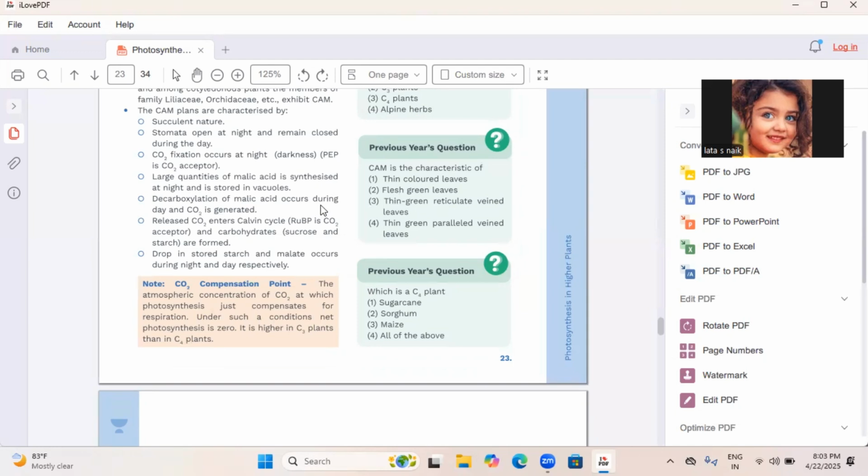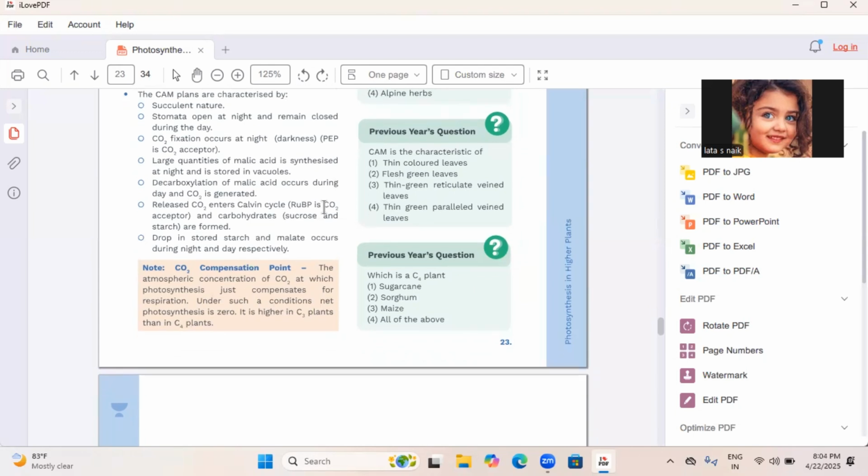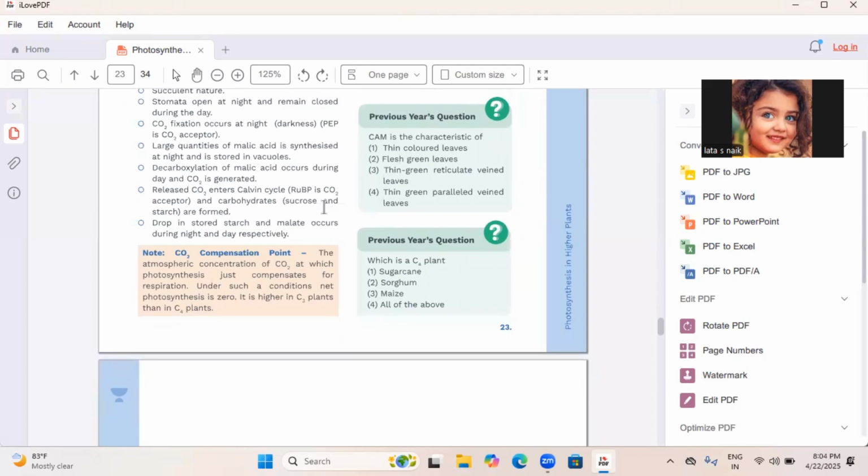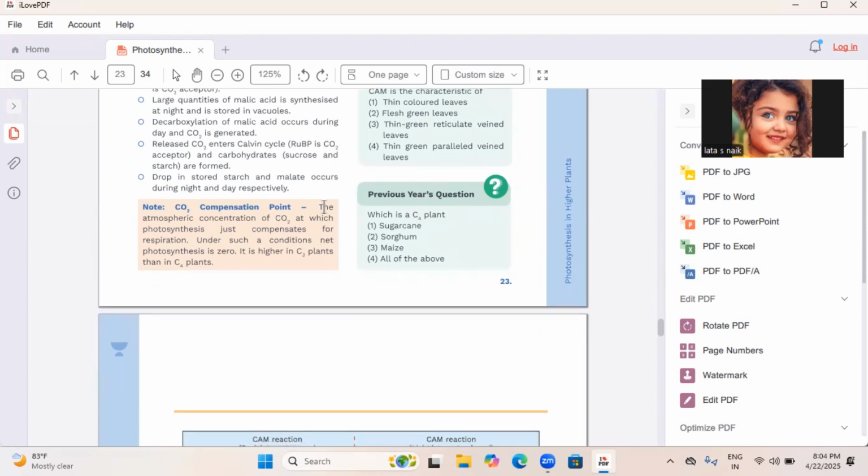That is, in darkness. PEP is the carbon dioxide acceptor. Large quantities of malic acid are synthesized at night and stored in vacuoles. Decarboxylation of malic acid occurs during the day and CO2 is generated. Released CO2 enters the Calvin cycle, that is, ribulose bisphosphate is the carbon dioxide acceptor, and carbohydrates, sucrose and starch are formed. Drop in stored starch and malate occurs during day and night respectively.